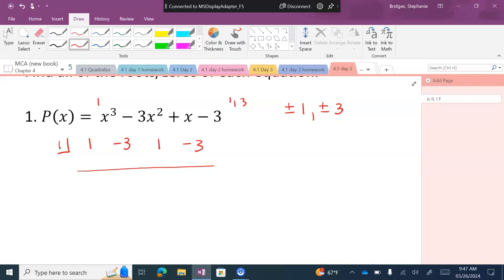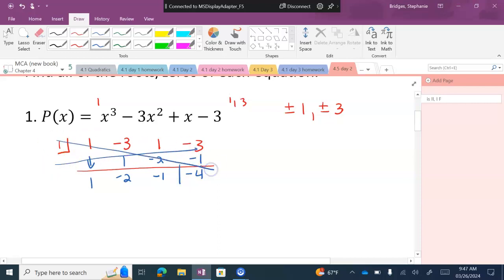If I divide by synthetic division and I work it out, I'm looking to see if I get a remainder of 0, which I do not in this question, right? So 1 does not work. You try all of them, 1, negative 1, until you find one that works. Sometimes you get lucky and the first one you try works.